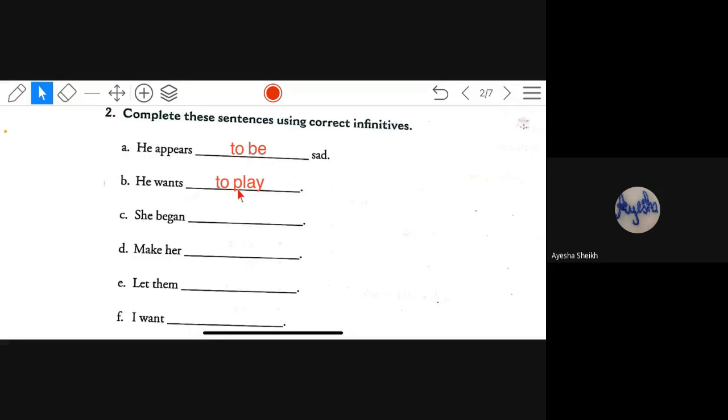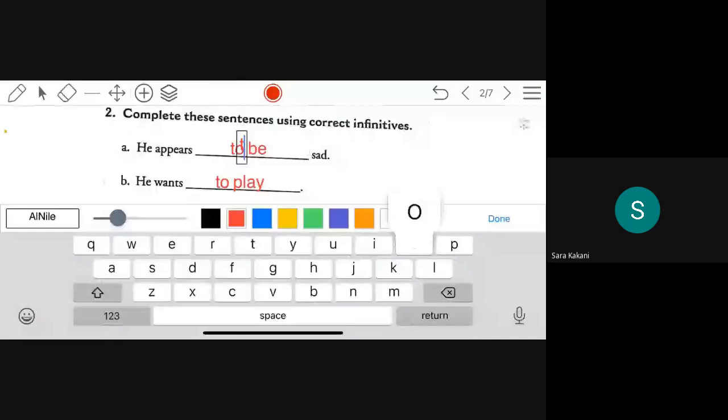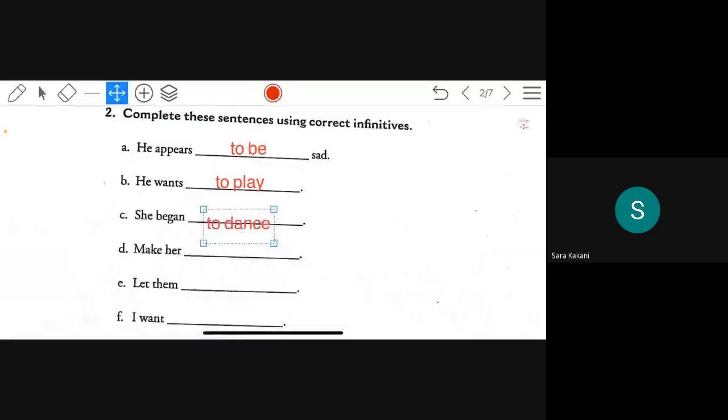Next. She began to match. To agree. To cry. To cry. To dance. Very good. Any answer we can write. To cry also is correct. To dance, to sing, anything. Next.